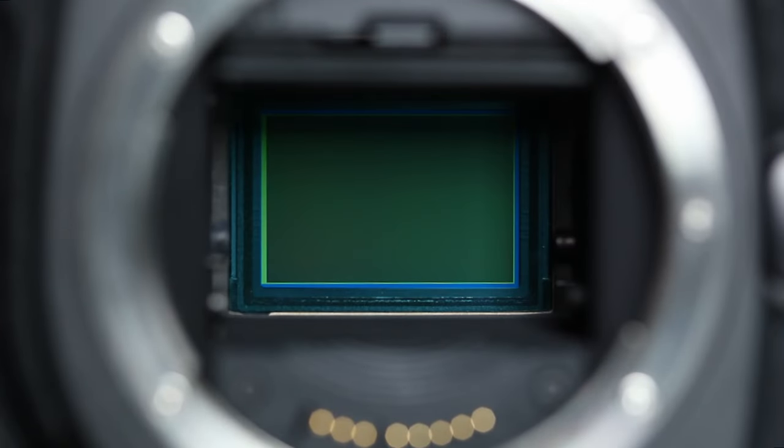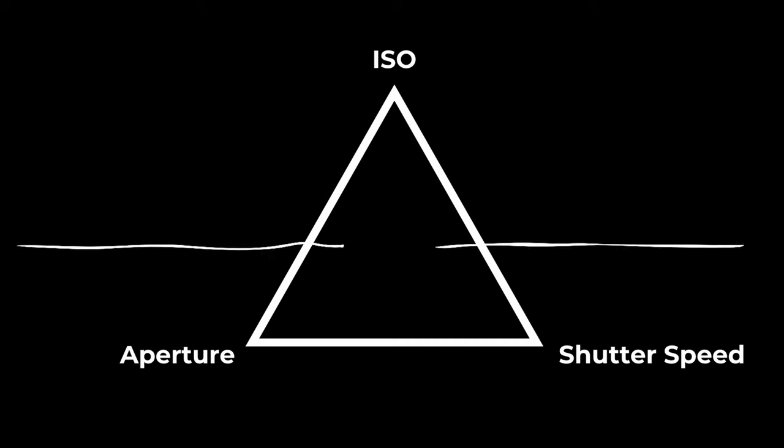So with that being said, let's learn about shutter speed. Shutter speed, sometimes referred to as exposure time, is the duration of time that a camera's sensor or film is exposed to light while taking a photograph. It is one of the three fundamental elements of exposure in photography, along with aperture and ISO. These three elements make up what's known as the exposure triangle.